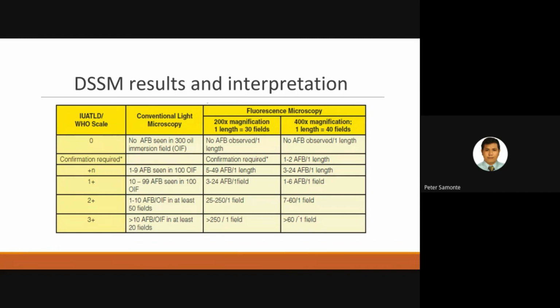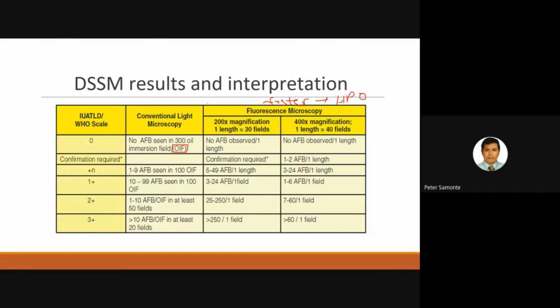So this is, class, your DSSM result and interpretation. So may dalawang klase ng method na pwede niyong reading: using the conventional light microscopy and the fluorescence microscopy. So if medyo mayaman yung laboratory nyo, if your lab is rich or is economically capable, you could use the fluorescence microscopy. This is faster. The reason why it is faster, class, is because you are using high power objective. So mas malaki yung nakikita niyong field compared sa conventional which uses oil immersion field.